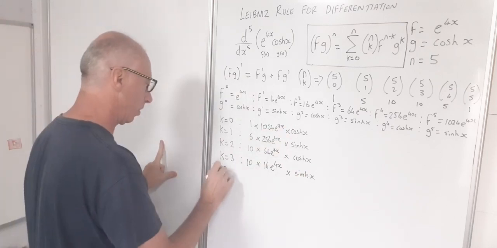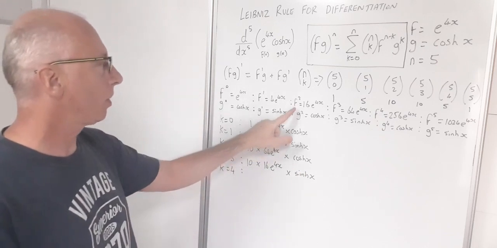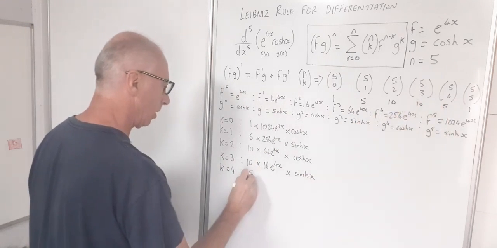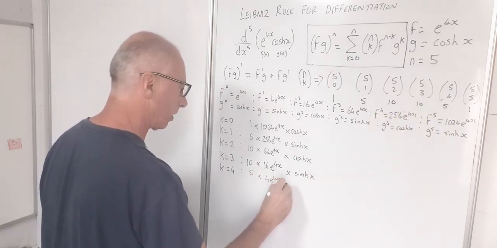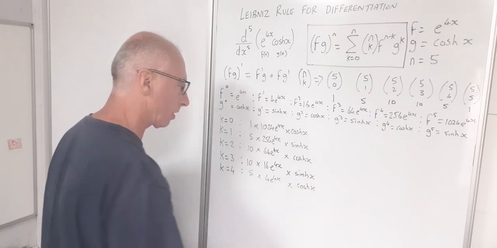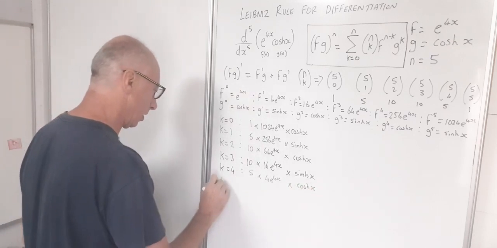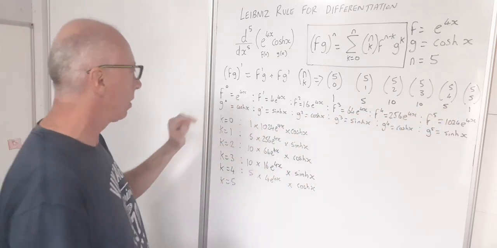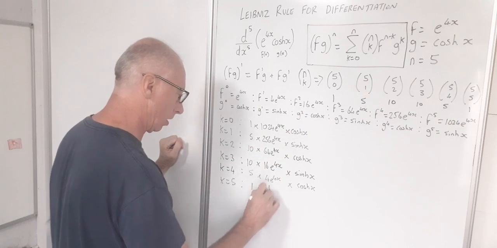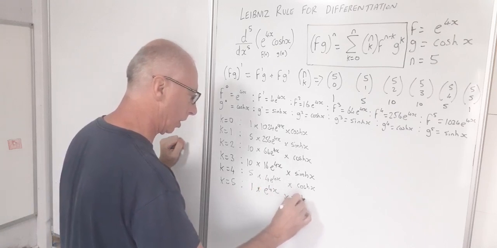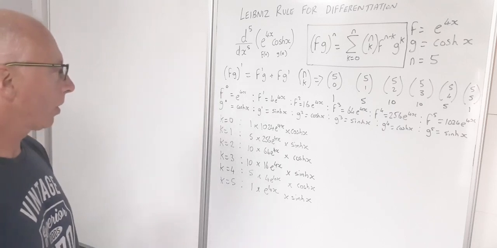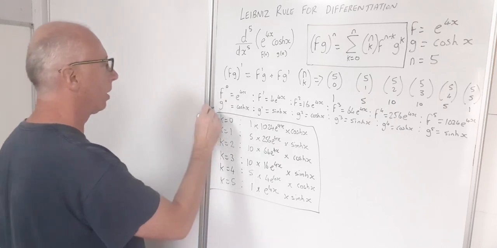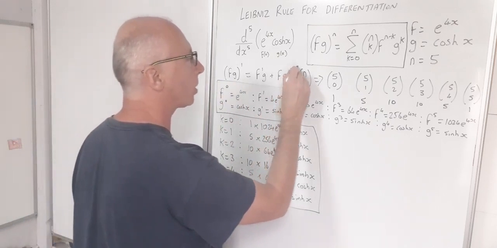K equals 4. I want the first derivative, which is 4e to the 4x, and 5 choose 4, which is 5. So 5 times 4e to the 4x times cosh of x. And then k is 5. I want the function itself and 5 choose 5, so that's 1 times e to the 4x times sinh of x. Okay, so that's the result of all the elements of the summation. That's the result of all my differentiation.